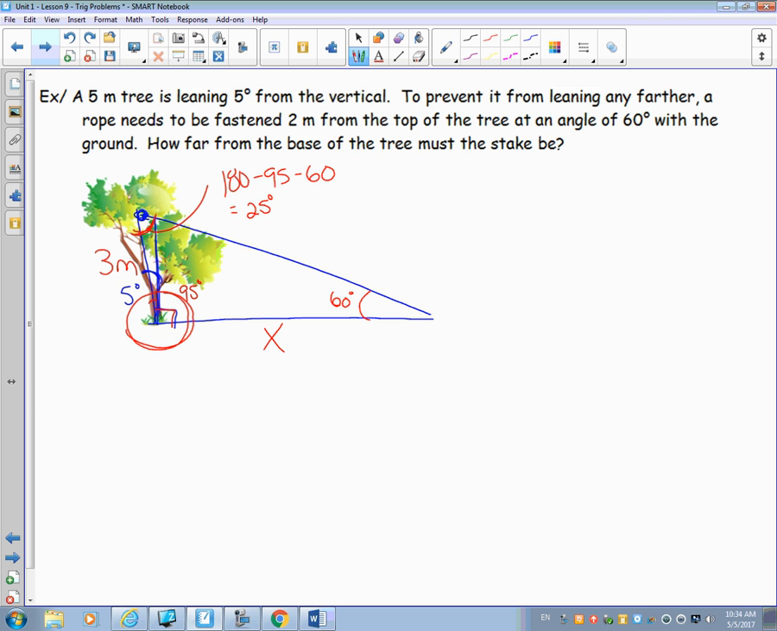What am I looking for? I'm looking for not SOHCAHTOA, because even though it had a right angle, the angle we actually are using is 95. So I'm looking for a pair. I know the 60 is across from the 3. I know the 25 is across from the x. This looks like a perfect sine law question. The sine of 60 matches with 3. The sine of 25 matches with x.